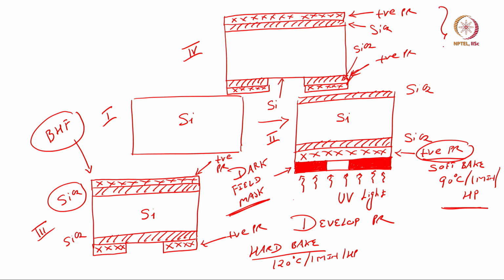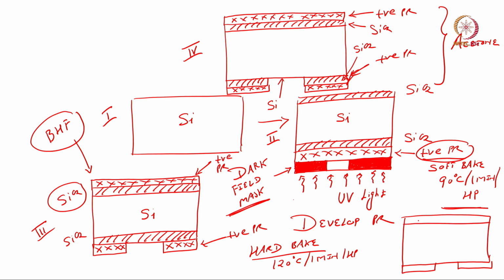After this, if I dip this wafer in acetone, what will I have? I will have a wafer which will look like this. So, this is my fifth step. In the fifth step, what do I have? I have silicon dioxide in front, I have silicon dioxide in back of the wafer, and here silicon is exposed.